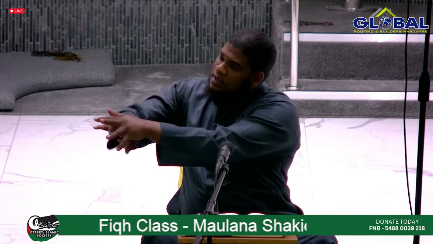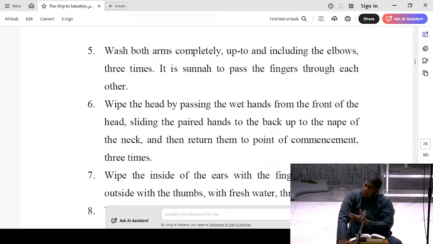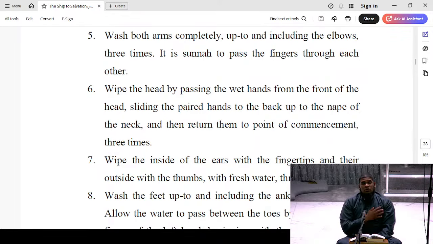Three times. It is sunnah to pass the fingers through each other. As mentioned, the sunnah, as we showed last week, is to pass the fingers through each other. So until here, the hadith says, Inna ummati yud'awna yawm al-qiyamati ghurran muhajjalin, that Allah subhanahu wa ta'ala will recognize my ummah by the traces of wudu. So whoever can lengthen it, man istata'a an yutila ghurratahu falyaf'al, we can make it more. So till here, above the elbow, try your best to do it, because it will shine on the Day of Qiyamah.